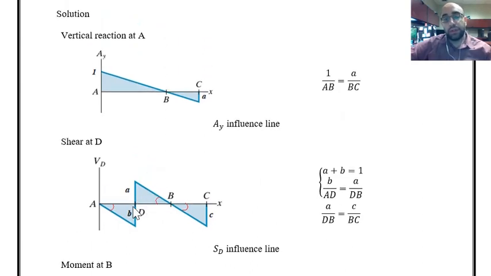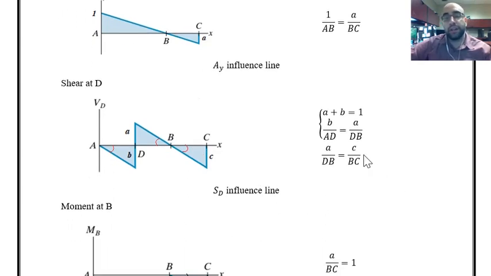The thing that I know is that these lines are parallel, so these angles are equal. And the other thing that I know is that the displacement that I applied at D is equal to 1. So A plus B is equal to 1. These angles are equal, this angle and this angle. So B over AD is equal to A over DB. Based on this, I can find the values of A and B, and once you find that, you can look at these two similar triangles. We can say A over DB is equal to C over BC, and based on this, you can find the value of C.